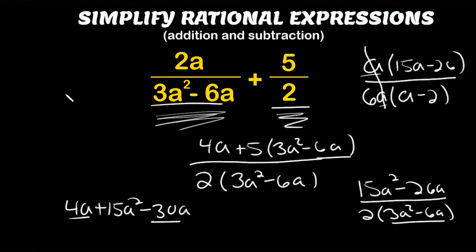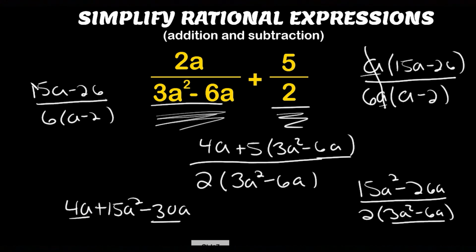So my final answer is going to be 15a minus 26 all over 6 times a minus 2. Okay? And that's it. Nothing else we can do there. And again, you could take this 6 if you want and distribute inside and write it as 6a minus 12. It doesn't matter. I'm going to leave it like this here. And that's done. All right, so that's completely simplified down.